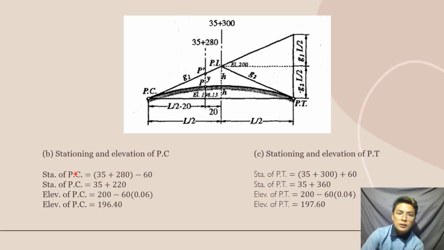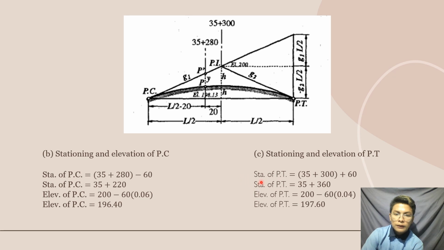Next is our stationing and elevation of PC. So we will get the stationing of the point of curvature by subtracting 60 from the PI: PC is equal to 35 plus 220. Then next is our elevation of PC, 200 meters minus 60 times 0.06. Then we will get 196.4.